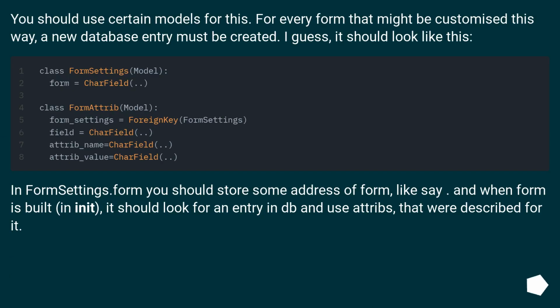You should use certain models for this. For every form that might be customized this way, a new database entry must be created. I guess it should look like this. In form settings.form you should store some address of the form, like say. And when the form is built, in init, it should look for an entry in the db and use the attributes that were described for it.